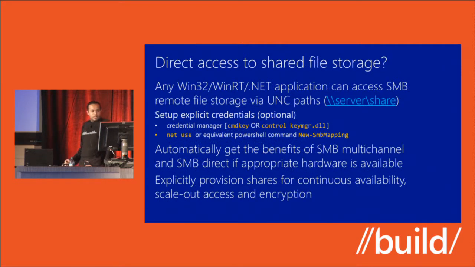Now let's come to the third one, which is direct access to shared file storage. This is the case where you have a custom app which works on the local disk, and you want to move to using network file storage. So the recommended way to do this is via UNC path. So instead of a local drive, now you access a server share, you set up your application to access a UNC path, and this will go through the SMB redirector, and you get pretty much all the benefits I talked about earlier. The only additional step you might need to do here is to set up credentials.